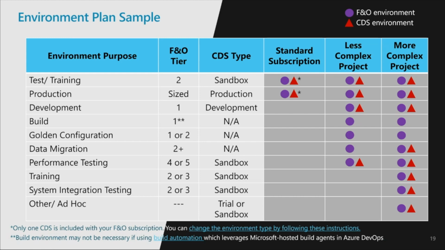Depends on what kind of license you have. In case only one CDS is included in your F&O subscription, then you can switch CDS types between sandbox and production. But if you need more CDS environments, then you need to consider purchasing. As for development, you can use development type of CDS because it's free. For build and golden configuration, you can see here it's for F&O environment. So as those are only for F&O purpose, there's no need to have CDS environment for those.